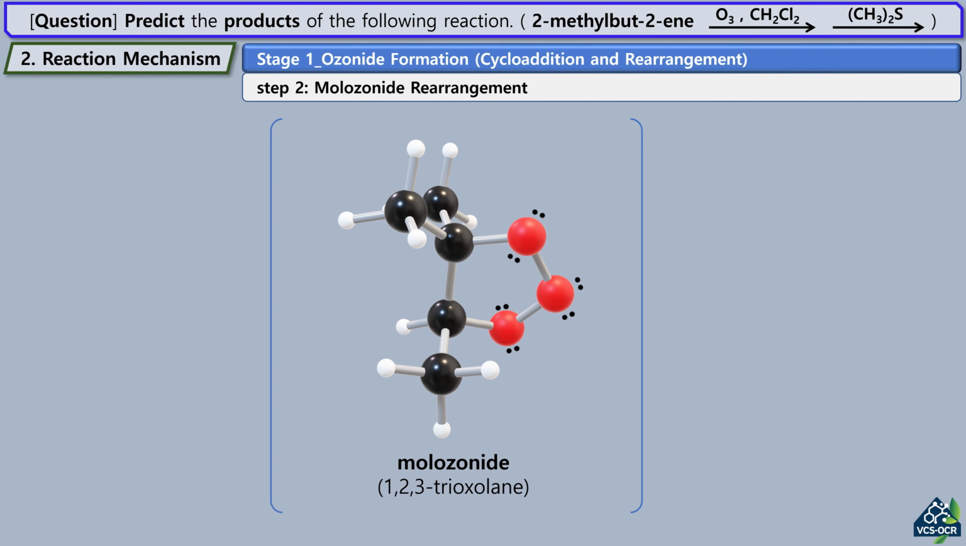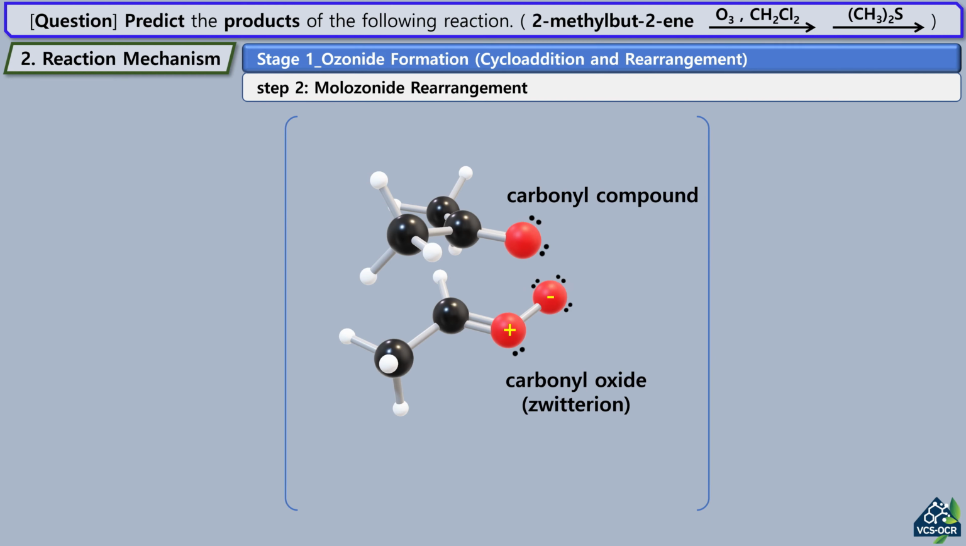Step 2. Molozonide rearrangement. Due to its instability, especially the presence of two adjacent O-O single bonds, the molozonide immediately fragments. It breaks down into two fragments: a carbonyl compound, the ketone or aldehyde product, and a reactive species called a carbonyl oxide, a Criegee intermediate.